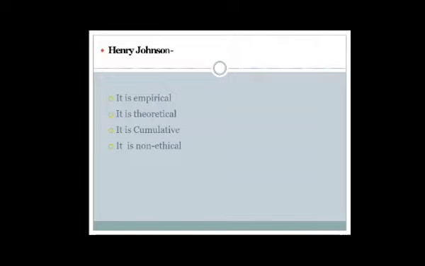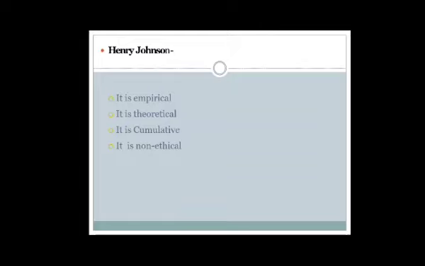Henry Jensen has given again 4 characteristics of scientific research. First one is empirical. That means it should be based on observation and reasoning, not speculation. He said it is theoretical. It is based on some theoretical perception. It has some theoretical base, and that kind of theoretical interpretation always helps the researcher to conduct the research in a more scientific way, in a more systematic way.